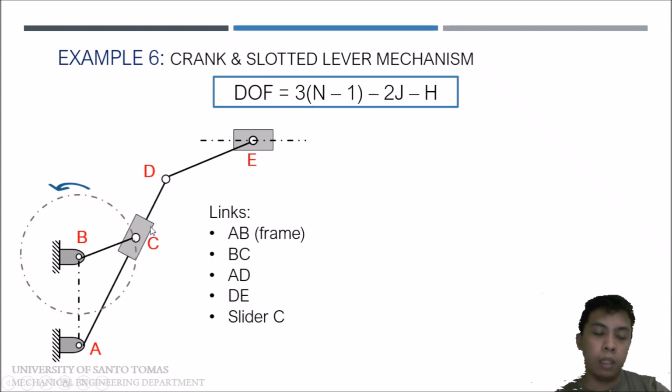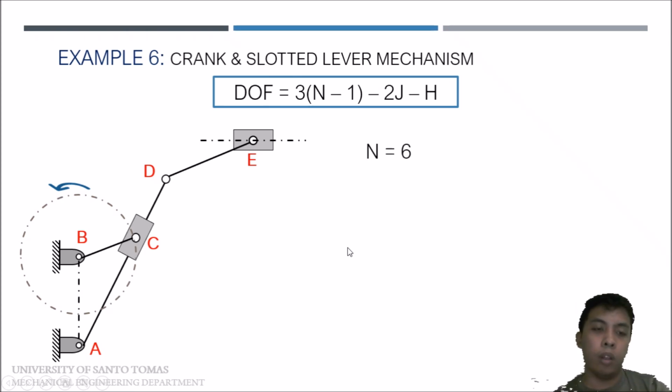This slider C moves or slides in AD, and another slider, which is slider E, slides on this imaginary line. So a total of 1, 2, 3, 4, 5, 6. We have 6 links all in all in this mechanism.